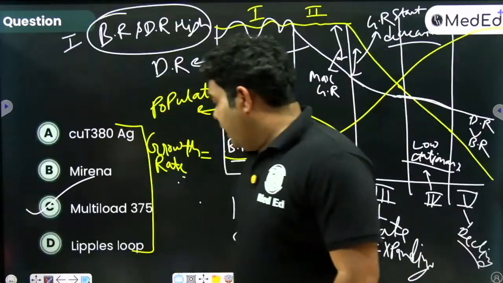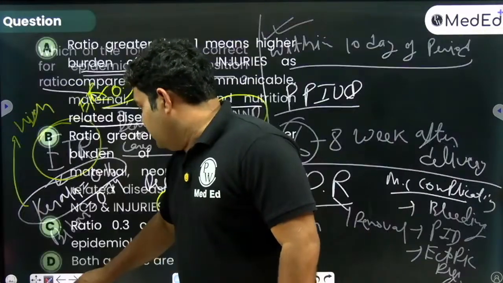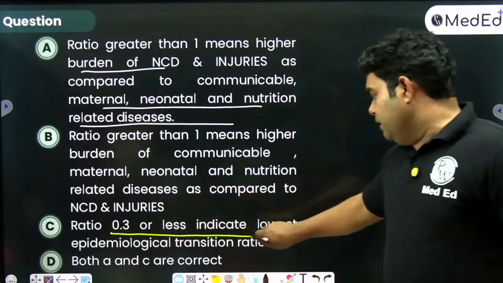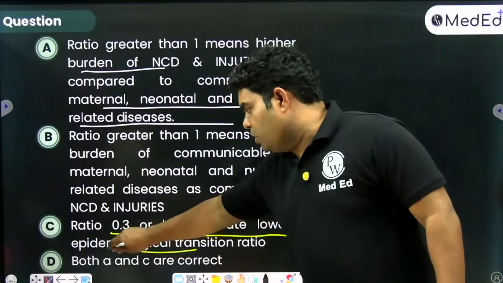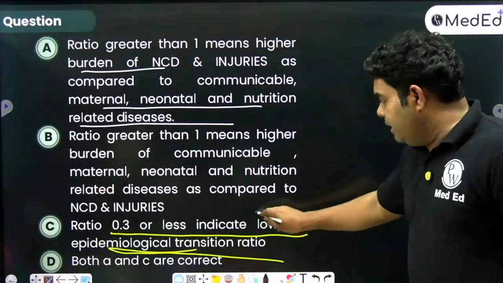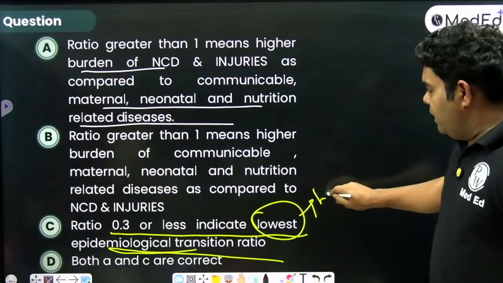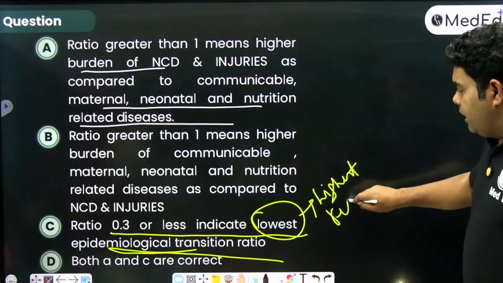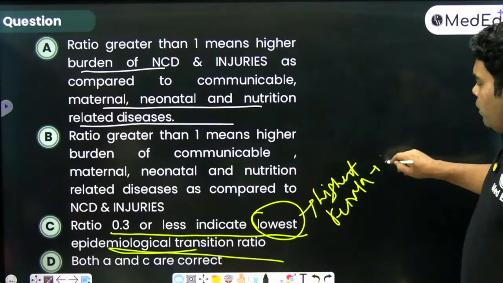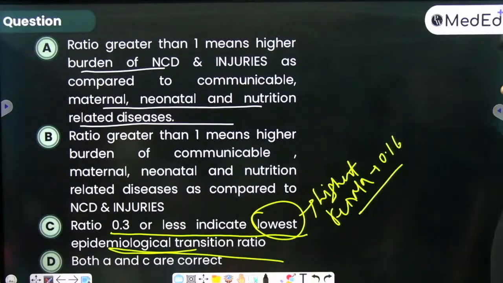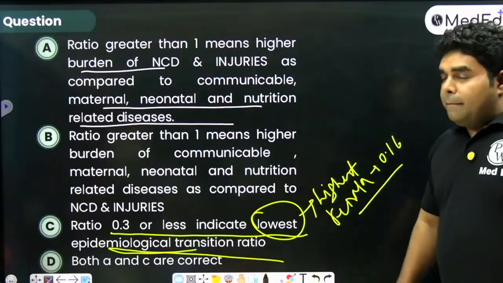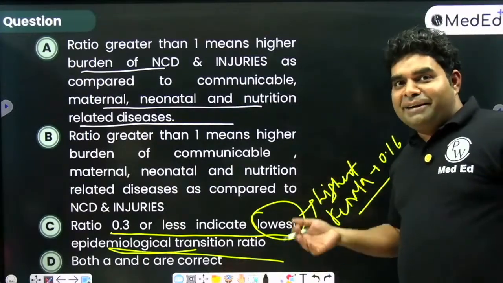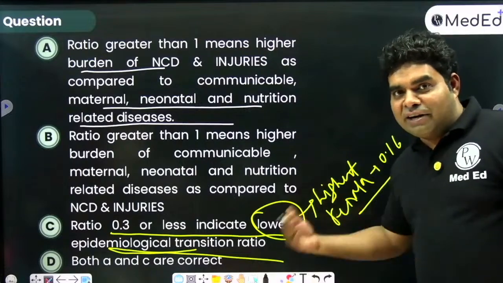So this line C, if you look, says 0.3 indicates lowest epidemiological transition. No, less than 0.3 indicates highest epidemiological transition. Like for Kerala, it is highest, 0.16. Okay, so it's not lowest, it's highest. It looks like 0.3 should be low, but the opposite is correct. 0.3 is highest epidemiological transition.